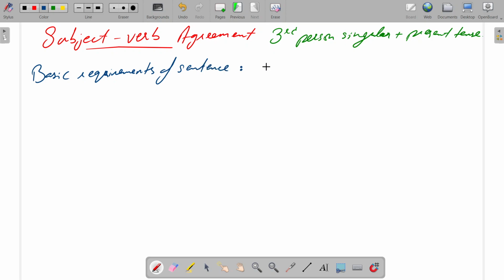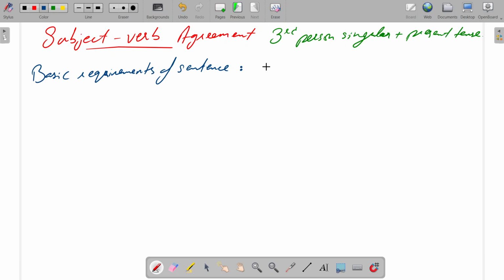Right? What makes up a sentence? What is the basic requirement of a sentence? Can you tell me? Aima? Are you there? Chalo, Afan, you tell me.